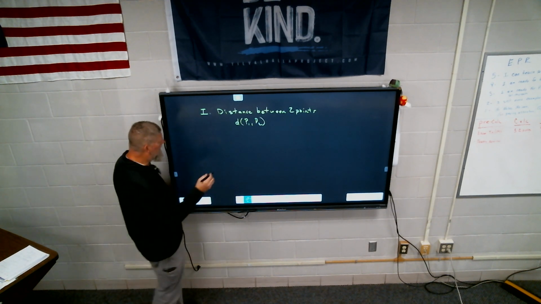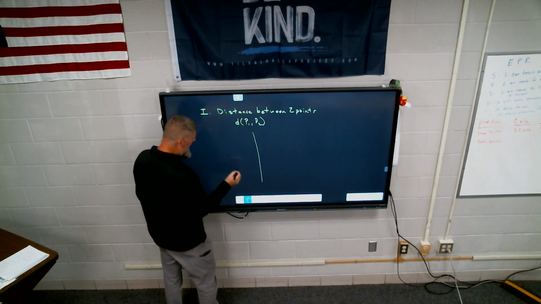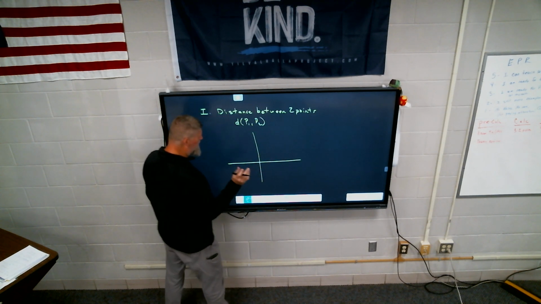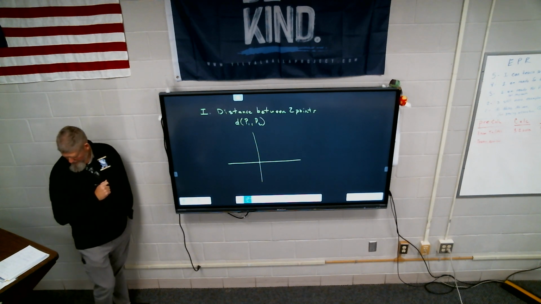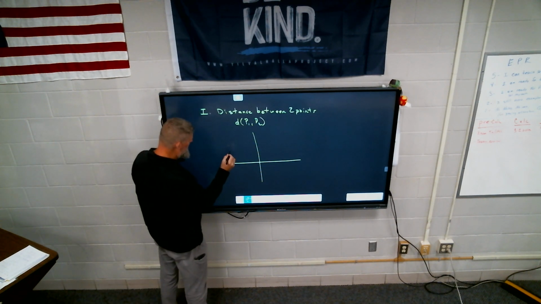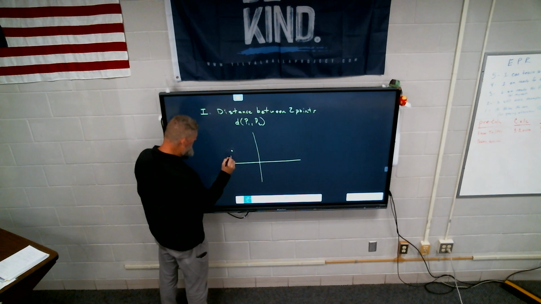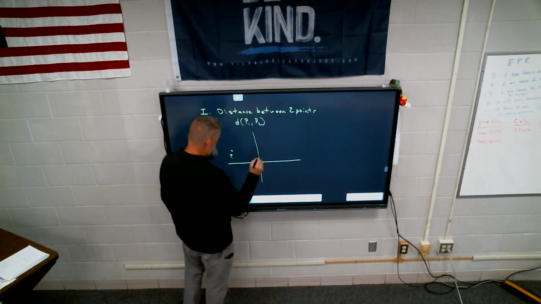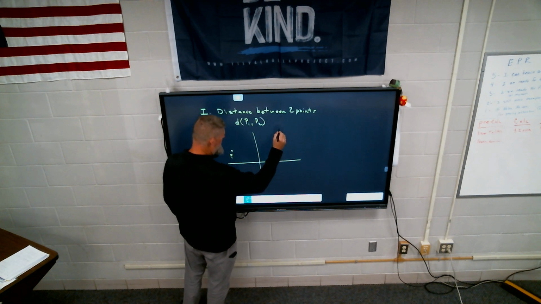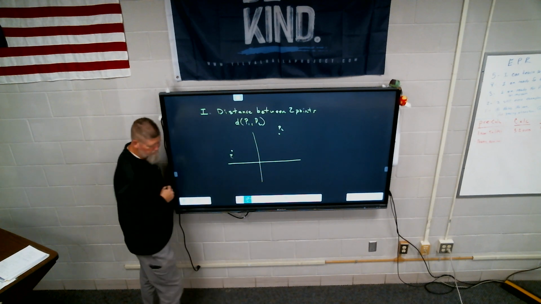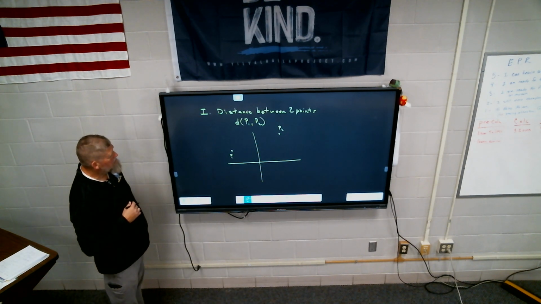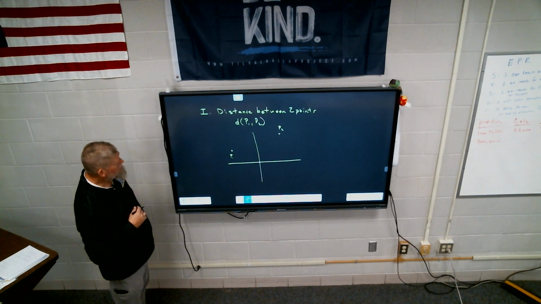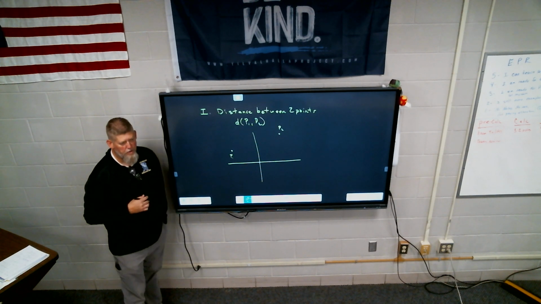So let's take my graph. I don't have a little thing I could put up here and put a graph on, so we're just going to have to do it by hand. Let's just make a point here. We'll call this point 1. And come over here and we'll make this one point 2. How am I going to find the distance between those two?